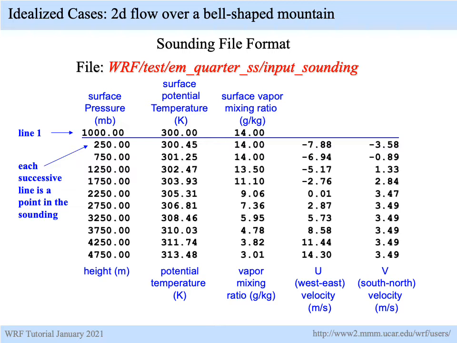Each subsequent line contains a value in the sounding, starting with the height in meters, then the potential temperature at that height, the vapor mixing ratio at that height, and the U and V, west-east and north-south velocities in meters per second. And then as you go down the file, you're looking at progressively higher heights.